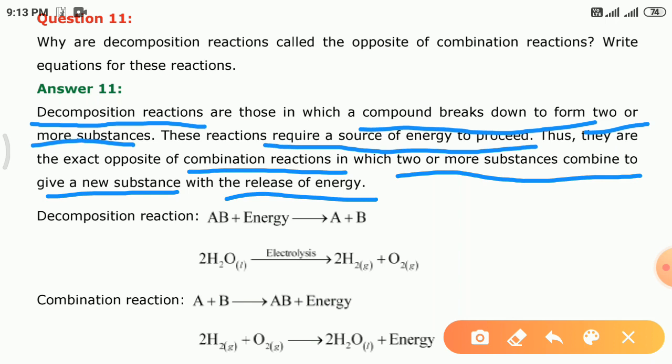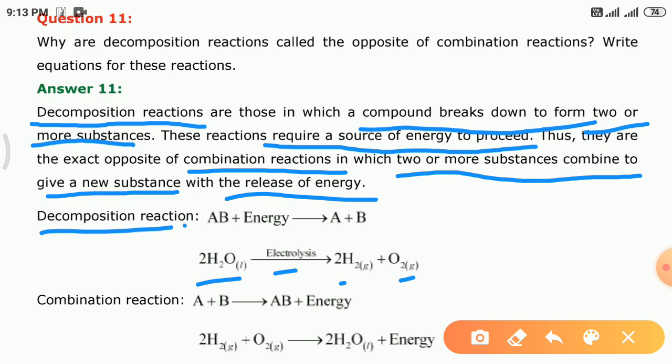Now here equations are given for decomposition reaction. Substance AB, we will provide it energy, then it will divide into A plus B. For example, a molecule of water, H2O, in liquid, if we go through it by electrolysis, then it will divide into hydrogen and oxygen gases. Two smaller substances, hydrogen gas and oxygen gas.